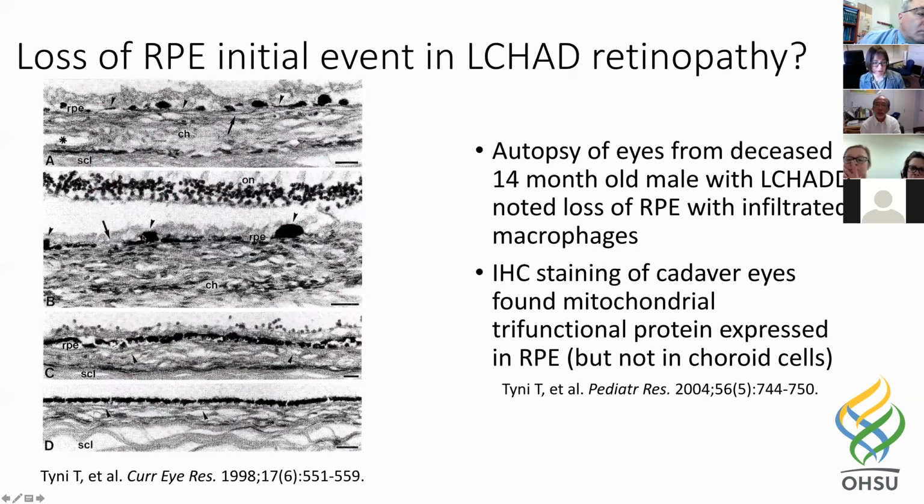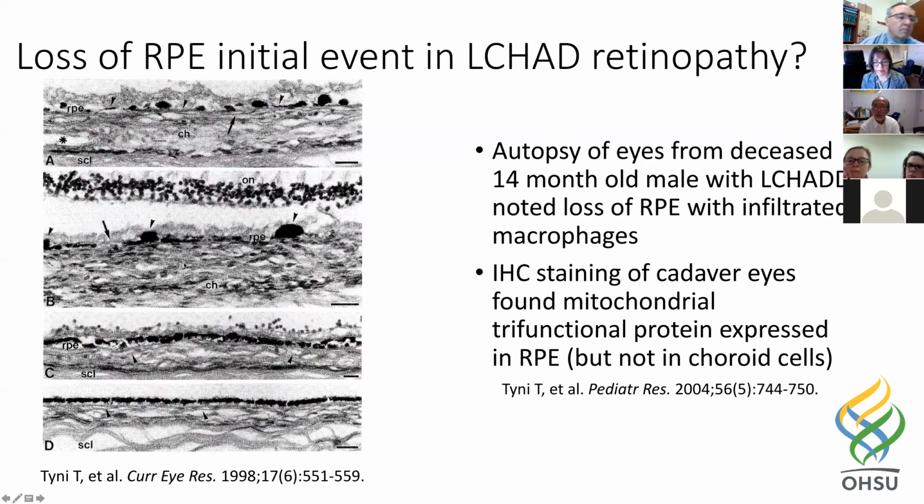And then there are macrophages, these large round cells, that have infiltrated this RPE layer. And Dr. Tyni's group suggests that as the RPE dies, macrophages move in to phagocytize the debris within the retina, and that the RPE appeared to be the first layer that disappeared. Here's the choroid down here, the blood supply.